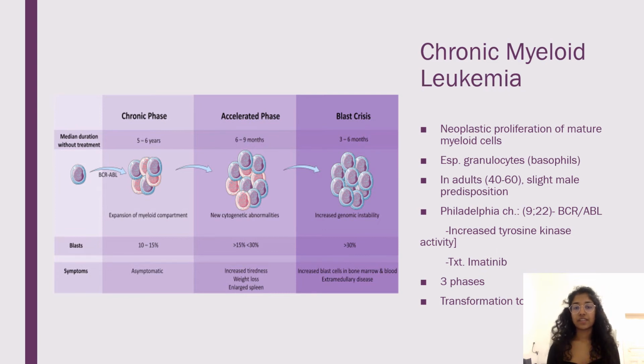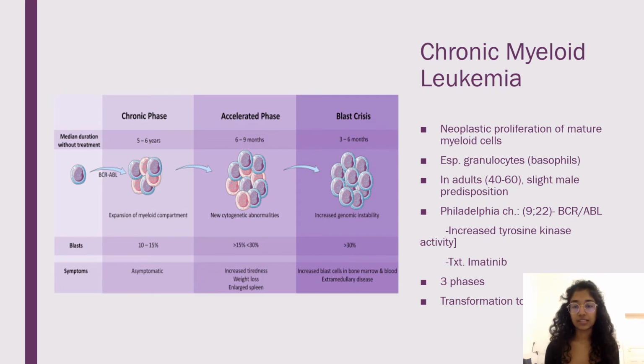Generally, cells that are affected by CML will show the presence of the Philadelphia chromosome. So these are considered Philadelphia chromosome positive or PH positive. And this is when you have a translocation between 9 and 22 chromosomes, and you'll have BCR-ABL fusion. And this will lead to an increase in the tyrosine kinase activity.